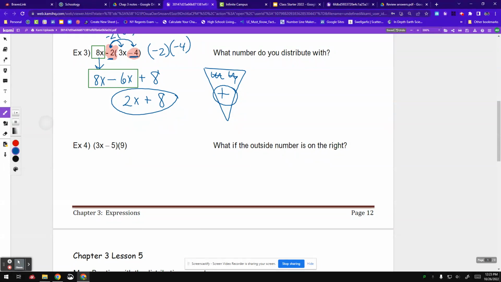Well, what happens when you have the single number at the end? Well, there's two things you can do. You can distribute this way, 9 times negative 5 and 9 times 3x. We usually do our x first. We go in alphabetical order and then have your constants at the end.